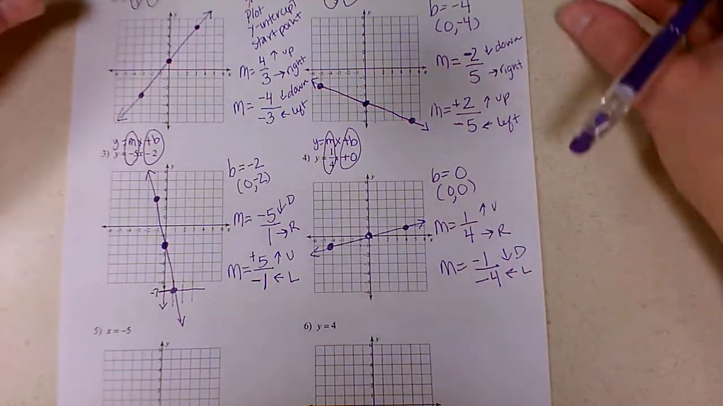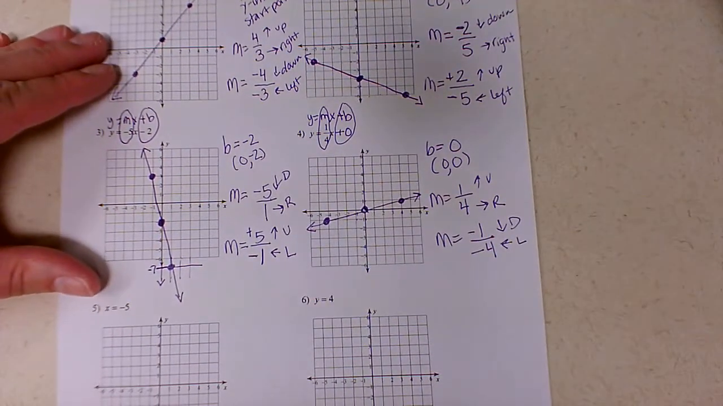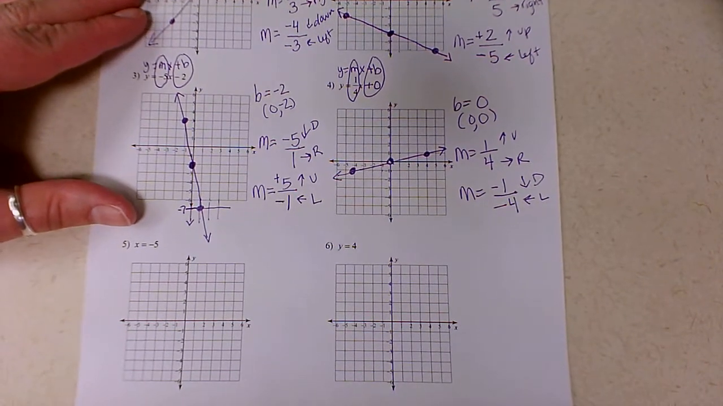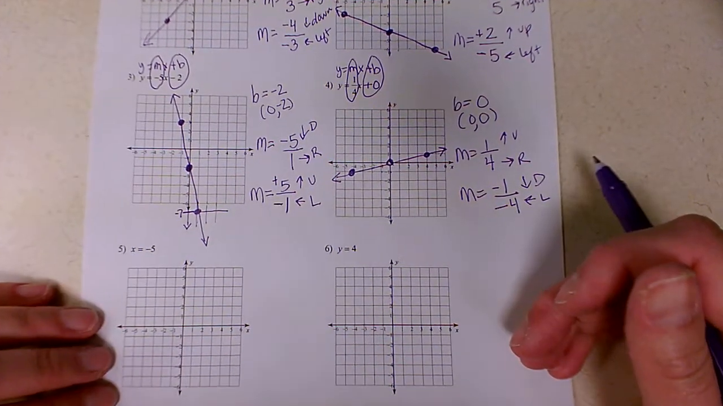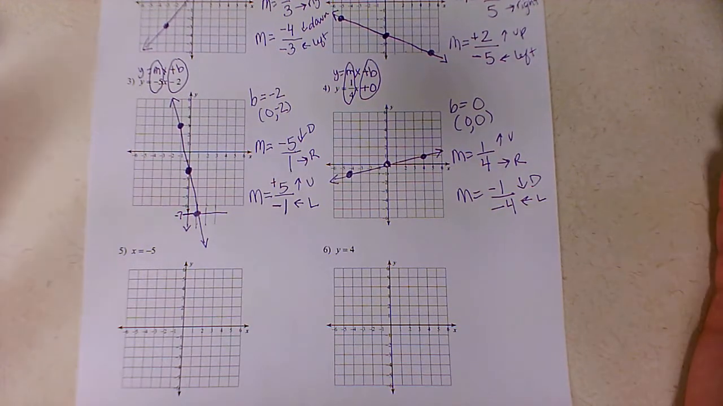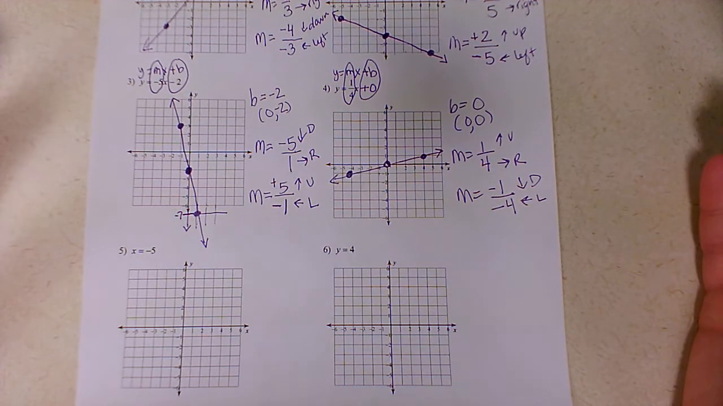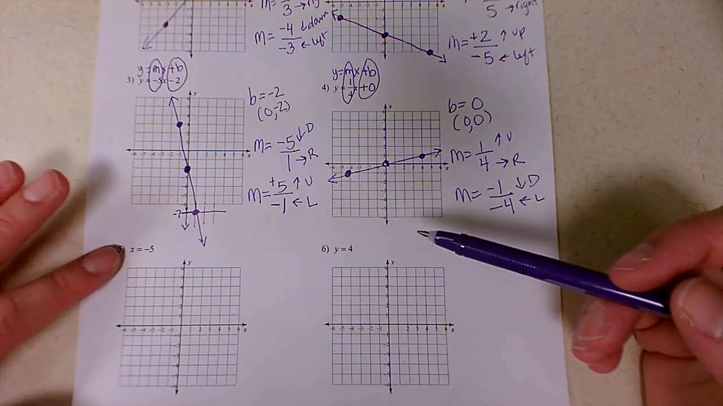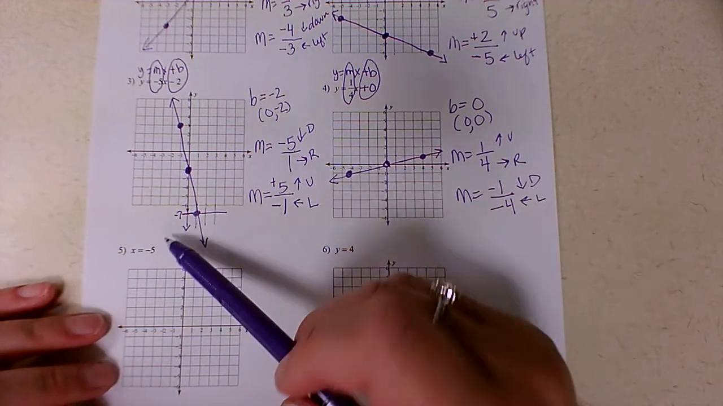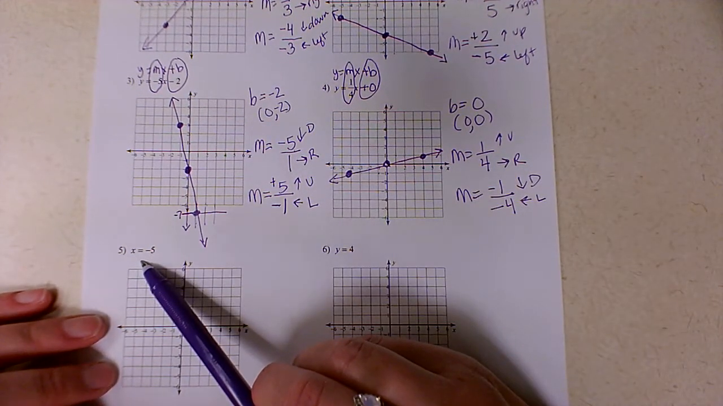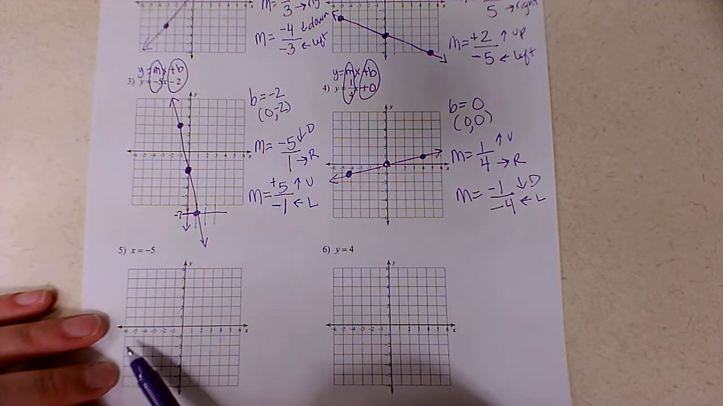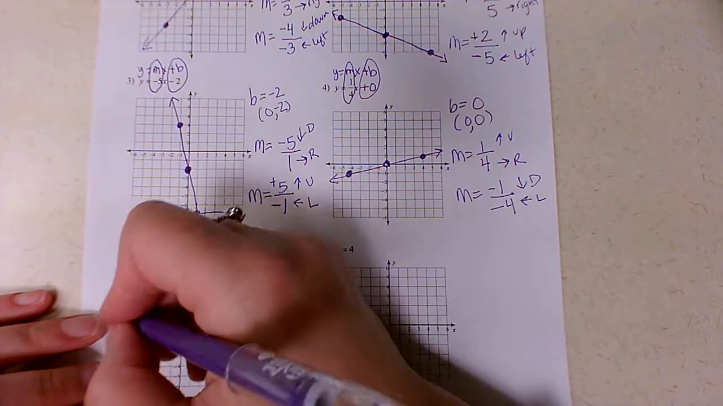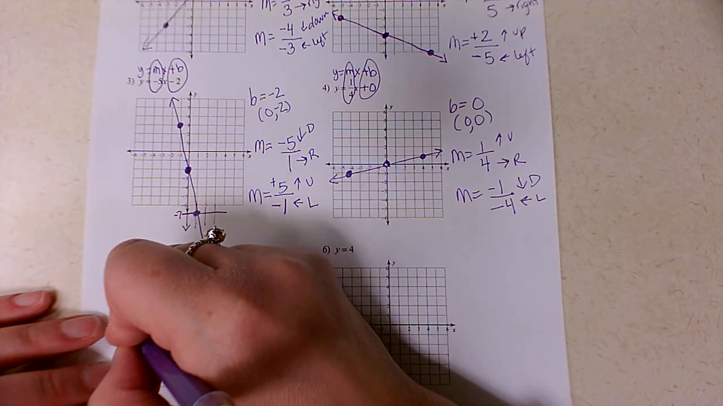Okay, let's move on. Move my sheet up a little bit, my camera down a little bit. Here we go. Okay, so what happens if we have just x equals and just y equals? So here we have y equals 4, here we have x equals -5. If you have x equals -5, what I would like you to do is go to the x-axis and go to -5 and make a point.